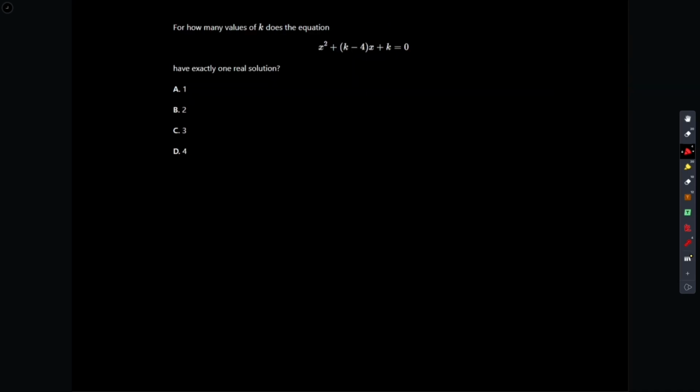All right, now let's move on to this question right here that asks, for how many values of k does the equation x squared plus (k minus 4) times x plus k equals 0 have exactly one real solution? So whenever you hear that phrase in a question, one real solution, it should always set off alarms in your head that you need to be using the discriminant. And the discriminant formula is b squared minus 4ac.